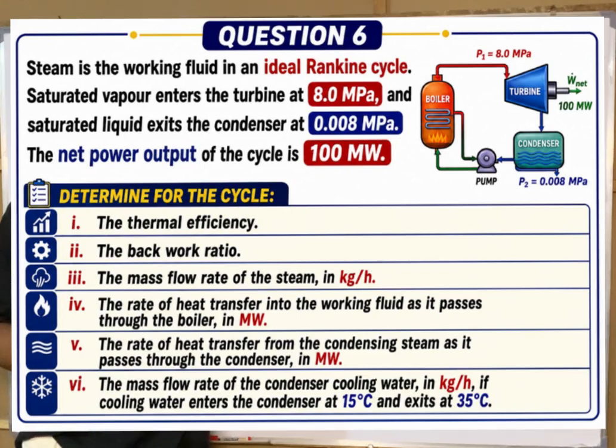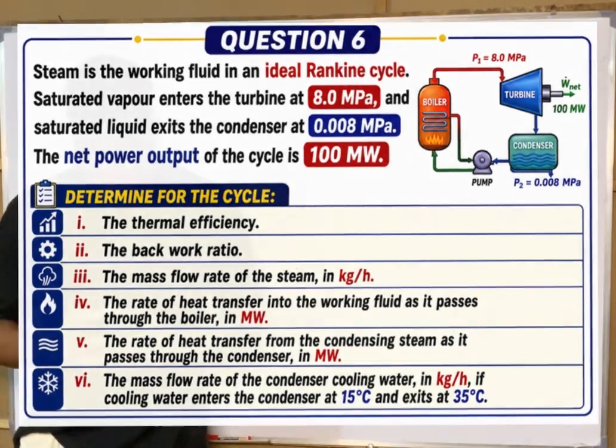Determine for the cycle: I, the thermal efficiency; II, the back work ratio; III, the mass flow rate of the steam in kilograms per hour; IV, the rate of heat transfer into the working fluid as it passes through the boiler in megawatts; V, the rate of heat transfer from the condensing steam as it passes through the condenser in megawatts; VI, the mass flow rate of the condenser cooling water in kilograms per hour, if cooling water enters the condenser at 15 degrees Celsius and exits at 35 degrees Celsius.